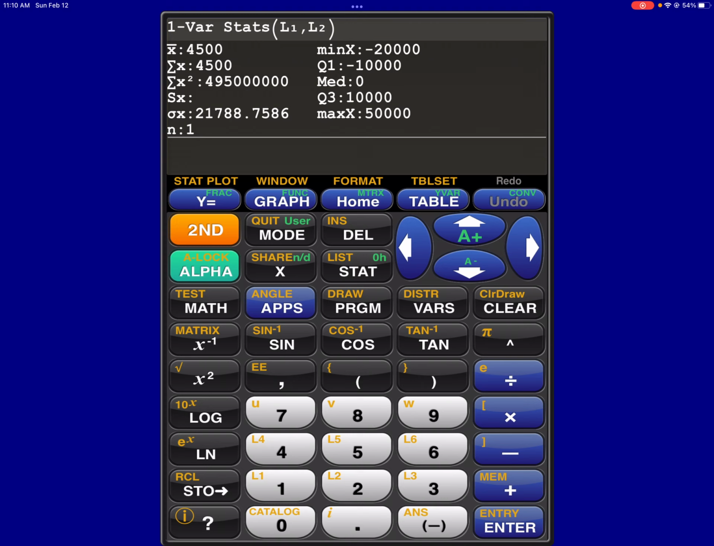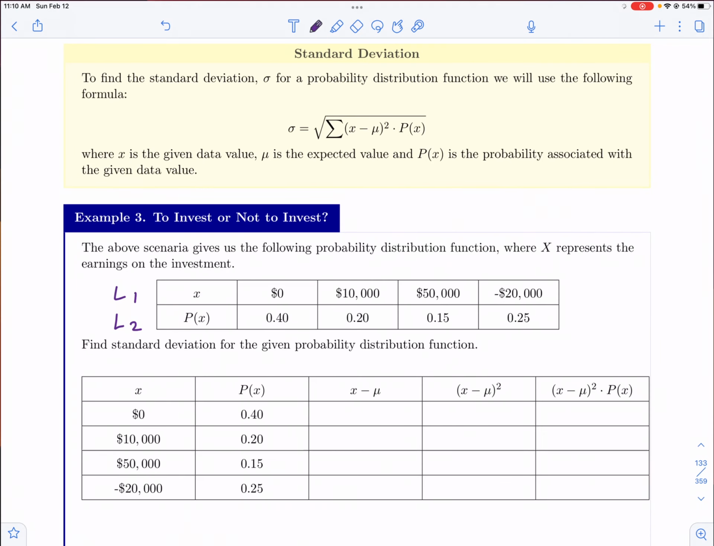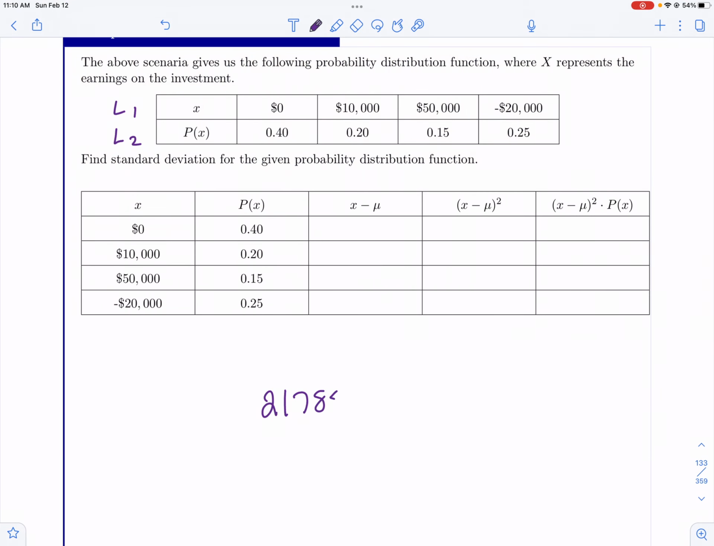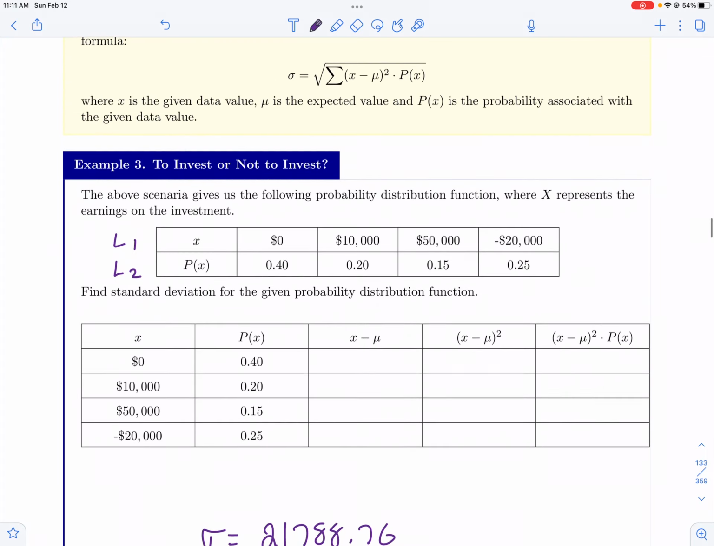So it looks like 21,788.76 is going to be our standard deviation for this. So we've got 21,788.76 is our standard deviation. Again, we're using sigma because it's our population standard deviation.